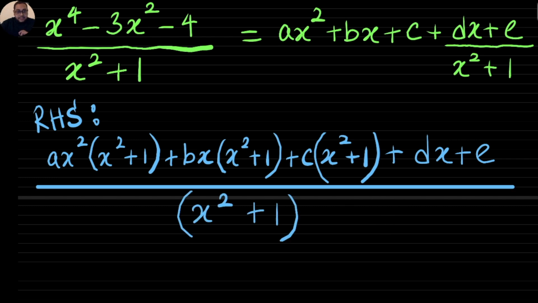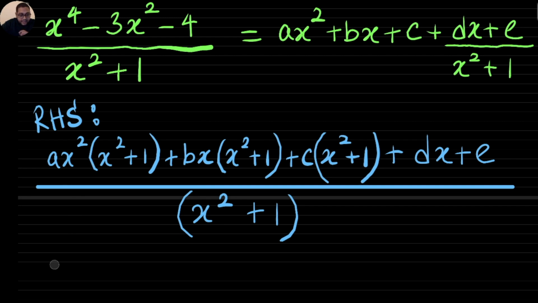I can now proceed to equate the LHS and the new RHS. This is because both fractions have the same denominator, and that is x squared plus 1. For my next step, I will simplify the numerator. I will expand the brackets.